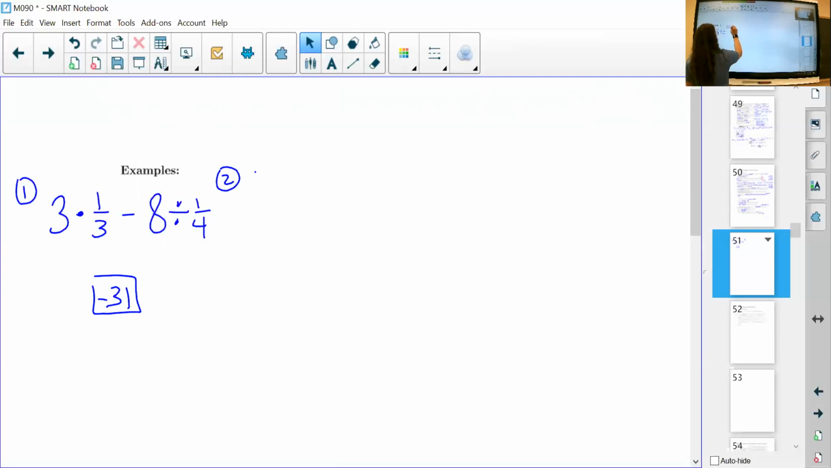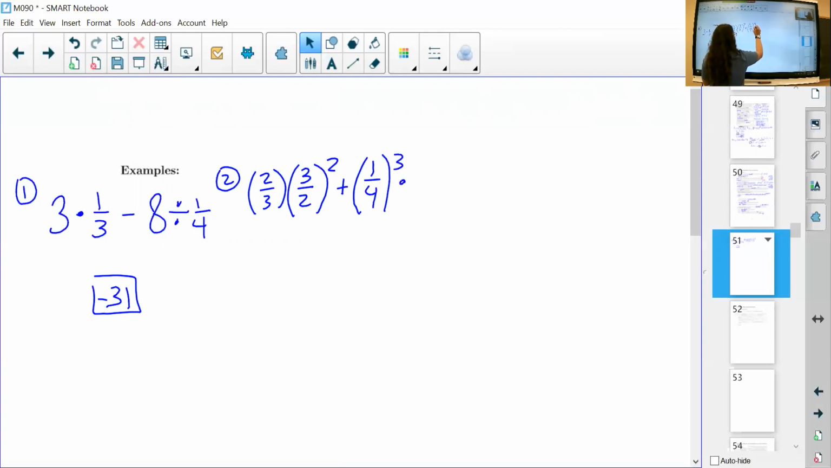Okay, example 2. 2/3 times 3/2 squared is 1/4 cubed times 32. Okay. First thing we might do is look at what we have inside parentheses.